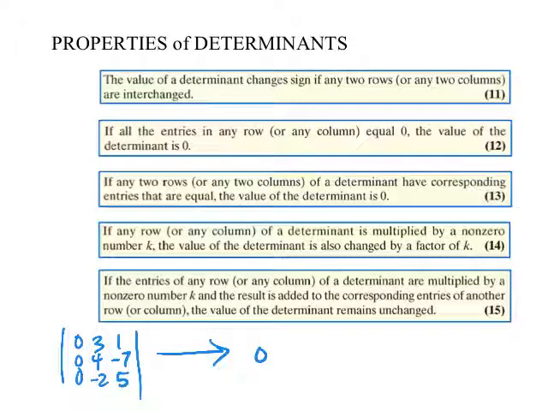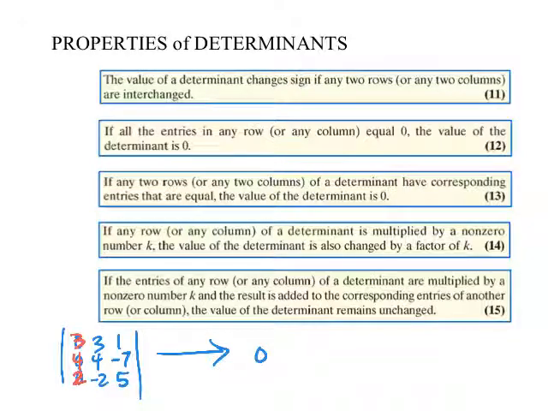Third property, if any two rows or any two columns of a determinant have corresponding entries that are equal, the value of the determinant is also 0. So I would maybe take the same determinant that I showed you before, but instead of having zeros, I'd put in a column equal to another column. And when you go through the calculation, you will also get 0.